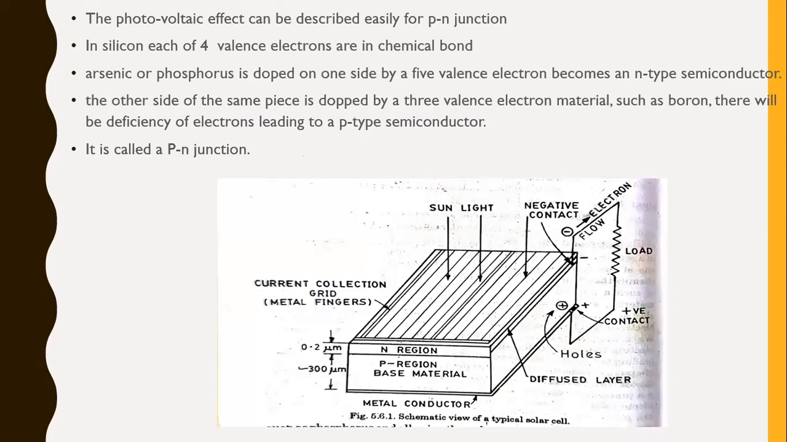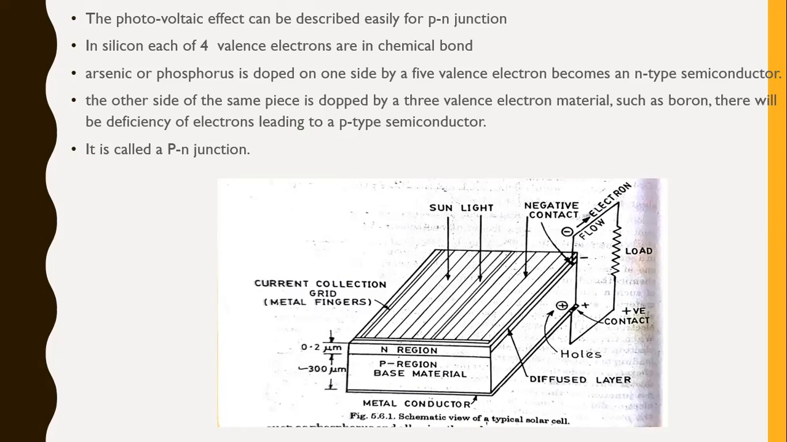What we discussed before is the photovoltaic effect, and this photovoltaic effect can be easily described for a PN junction in semiconductors. Due to P and N regions, a junction forms, called a PN junction. So the photovoltaic effect can be easily described by this PN junction semiconductor diode. For example, I am taking silicon as the semiconductor.